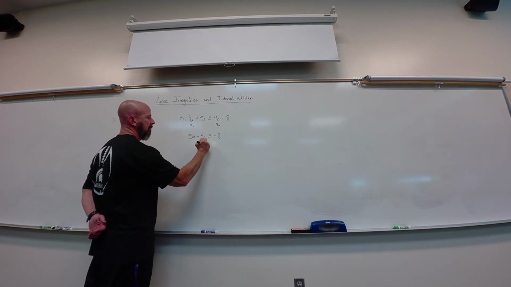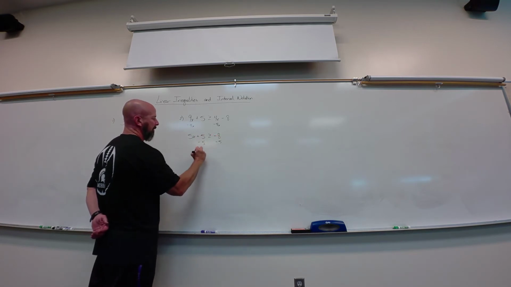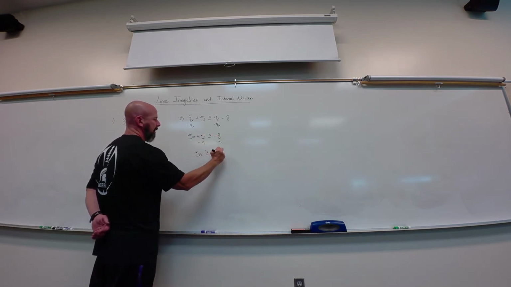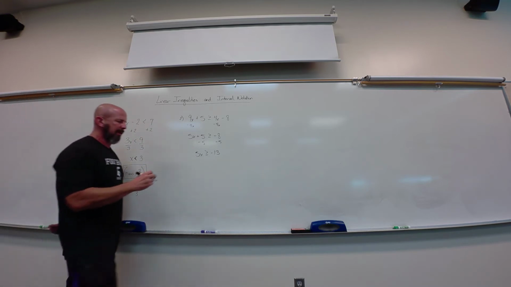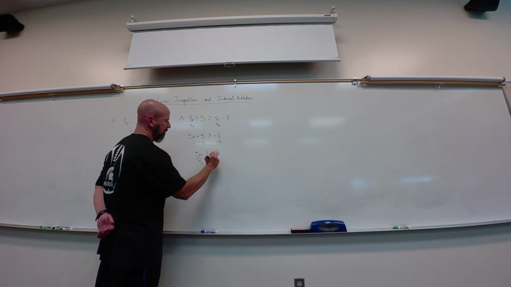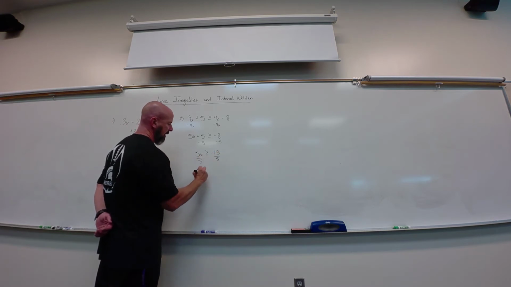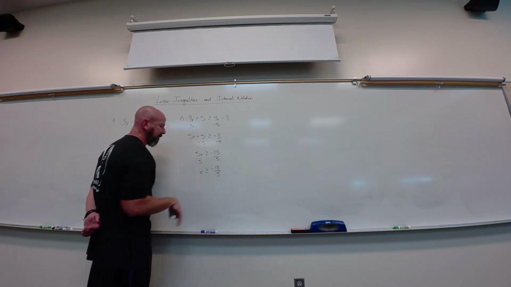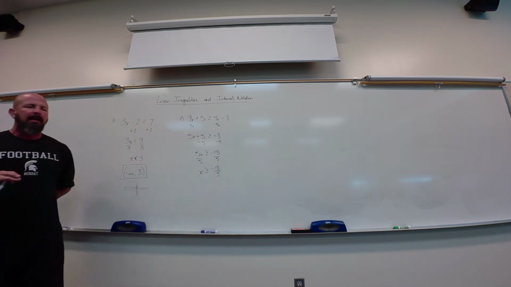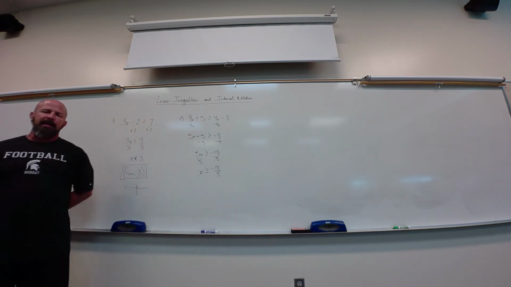Subtract my 5, 5x greater than or equal to negative 13. And then my last step, divide by 5. So I'm going to have x greater than or equal to negative 13/5. I'm not worried about if a fraction shows up. The key is I've still got to get my interval notation.